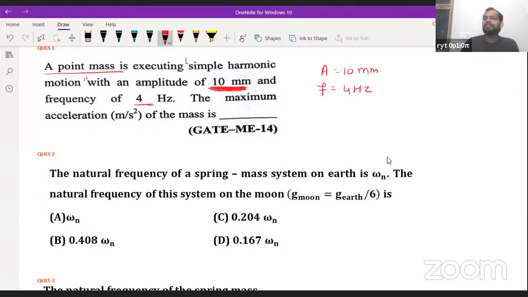So can we calculate the omega here? Yes, we can calculate. How? This is nothing but 2 pi f. So from here you will get 8 pi. Now he is asking what is the maximum acceleration. If A is given and omega is given, can you tell me what is the maximum acceleration during SHM? Because I have already told you. What is the maximum acceleration during SHM?